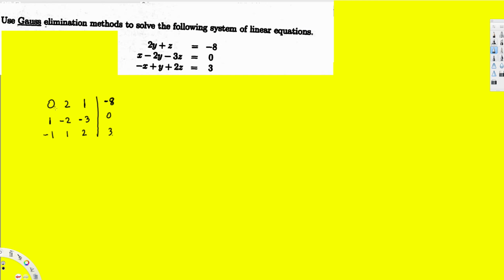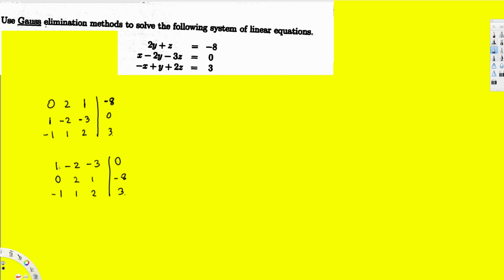So we can swap this one with the second row. If I swap this one, let's see what happens. Minus 2, minus 3, and here we will get 0. Then this will be my second row. So this one is 0, 2, 1, minus 8. Then this is going to be minus 1, 1, 2, 3.